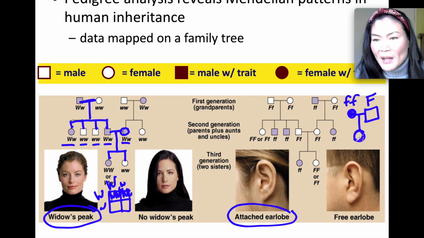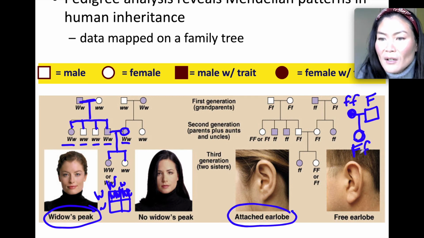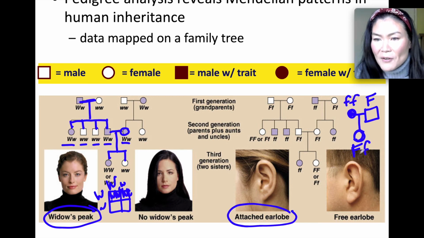I have a free earlobe, so I must be big F, but I know what my mom is, because she has attached earlobes, so she must have given me the little f. So I know for certain that I'm heterozygous for free earlobe.